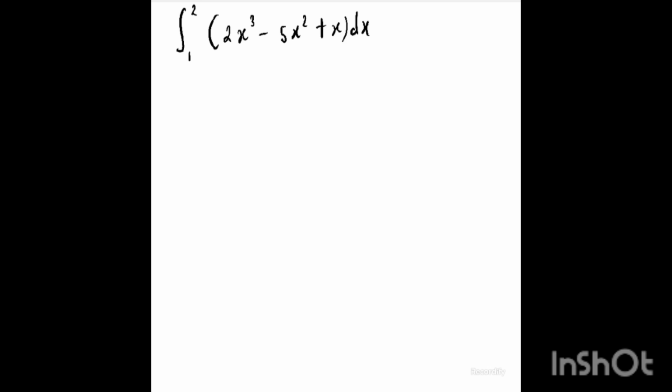So in today's video we'll be solving this integral problem. We have the integral from 1 to 2 of 2x cubed minus 5x squared plus x dx. So this is a definite integral. I'm sure you guys know that. I solved something like this in my previous video, where I made use of the Riemann sum and the limit definition, but in today's video I'm not going to use the Riemann sum. I'm going to use the normal method in solving this beautiful definite integral.